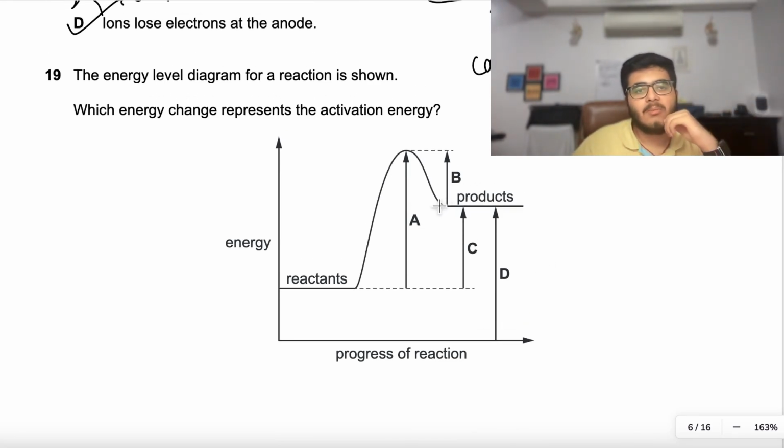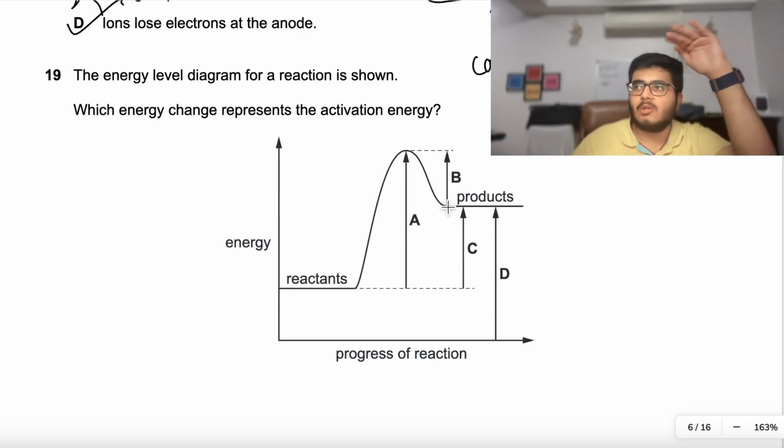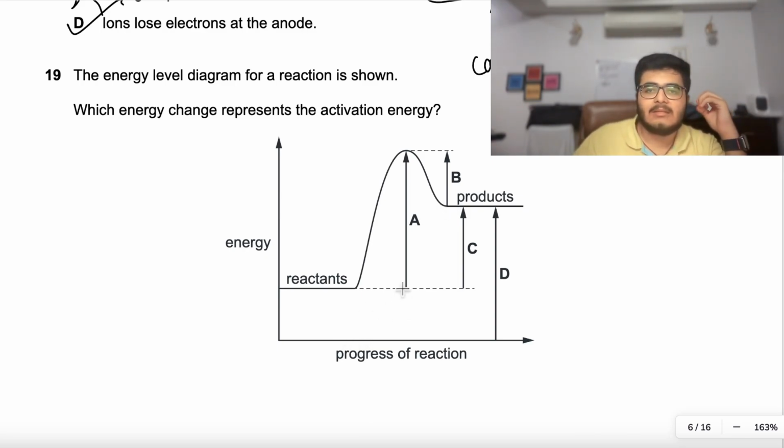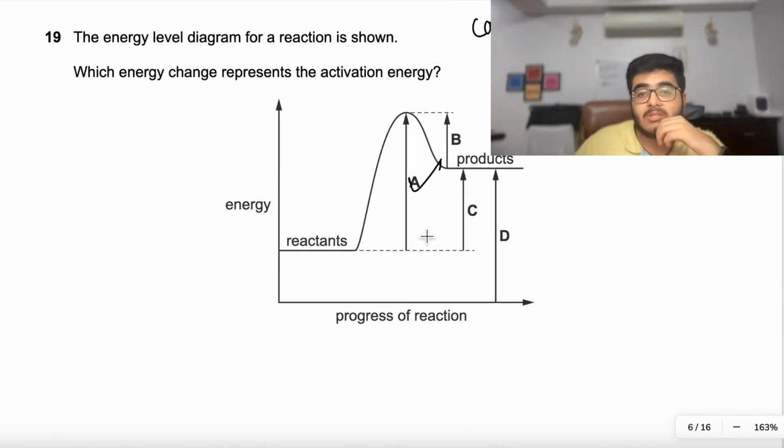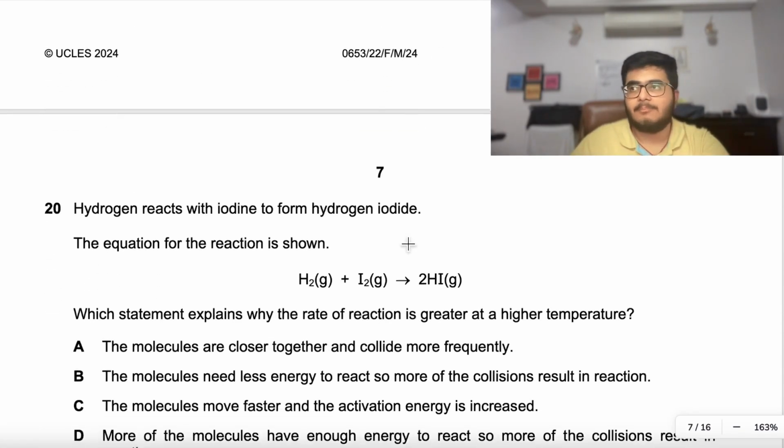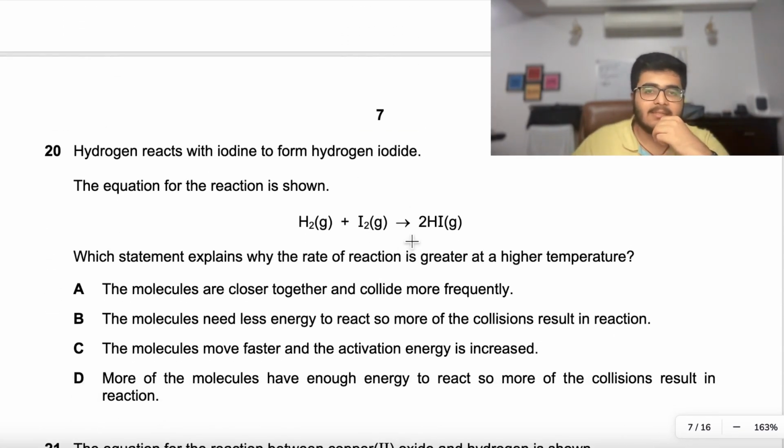Now, which energy change represents the activation energy? Please remember, activation energy is always from the reactants to the top of the reaction. So from the reactants to the tip, which is B part. So activation energy is A. And change in energy will always be from the reactants to the products. So this is change in energy. This is activation energy. Okay. Moving on to the next kind of question.